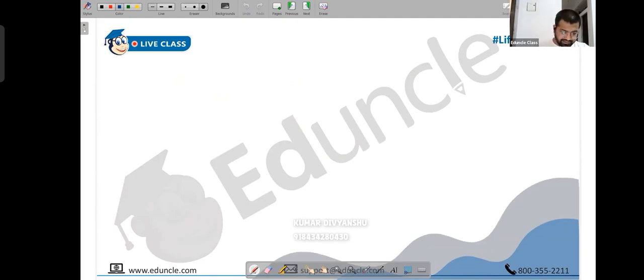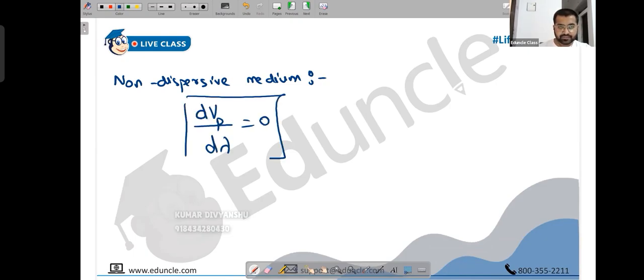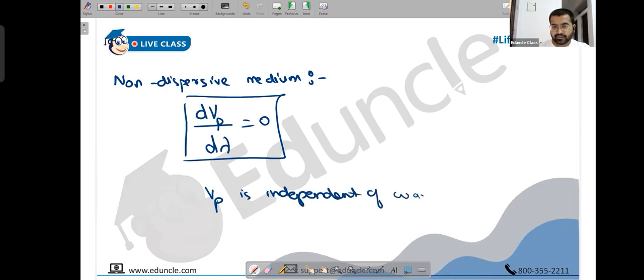So I will directly jump in. Please give the heading: non-dispersive medium. Okay, so write the condition as of now. In a non-dispersive medium, people, the derivative of phase velocity with respect to wavelength becomes 0. What does that mean? Phase velocity is independent of wavelength.